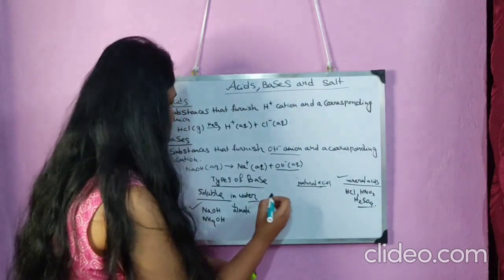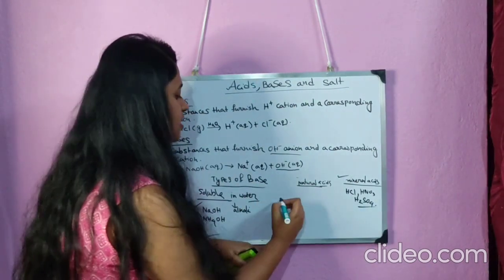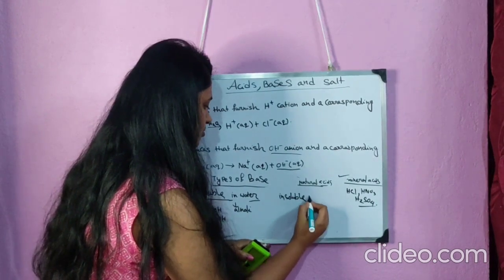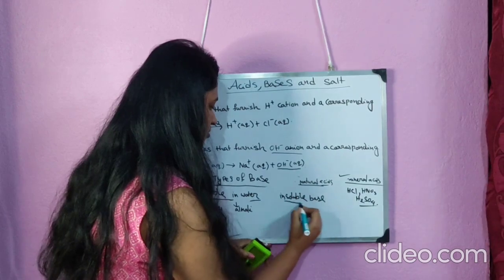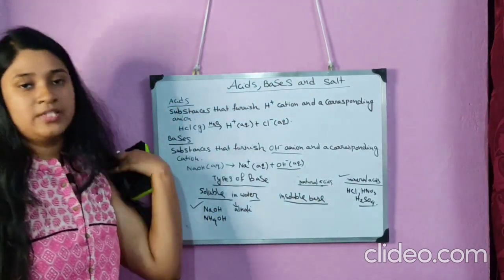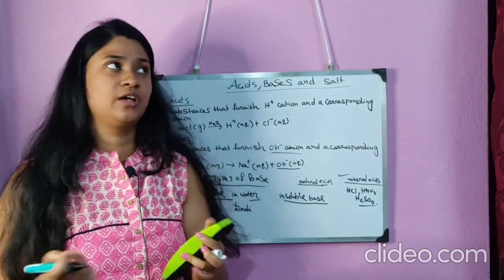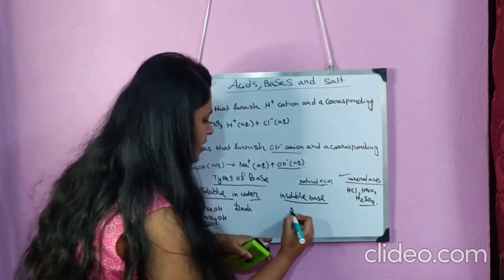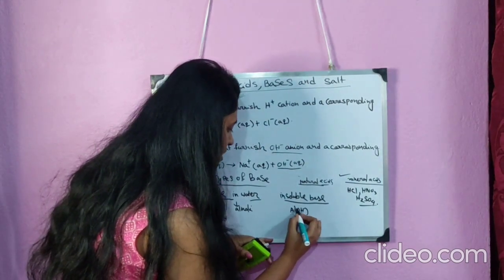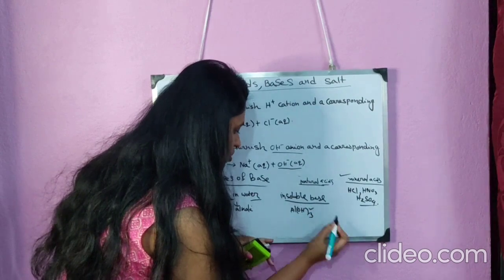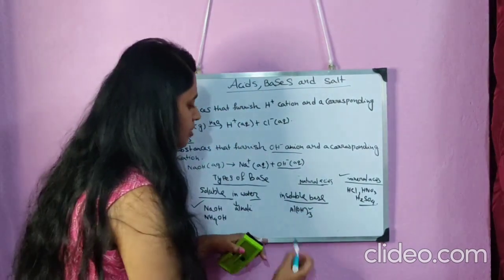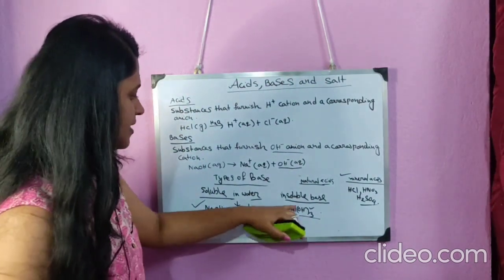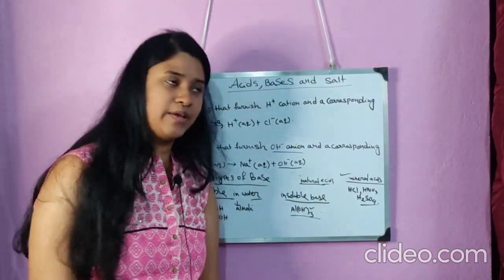Okay. And another type is insoluble base. Insoluble base will not be soluble in water, like aluminum hydroxide, Al(OH)3. It is also a base because it can contribute OH minus anion, but it will not be dissolved in water. So this is an example of insoluble base.